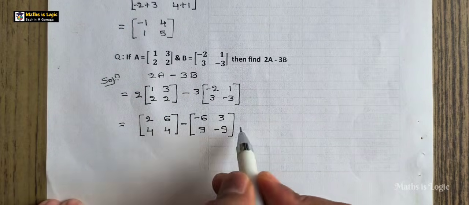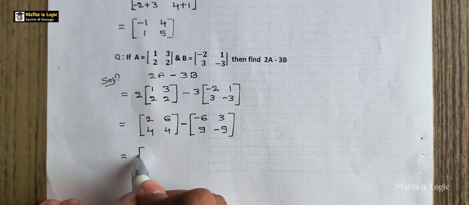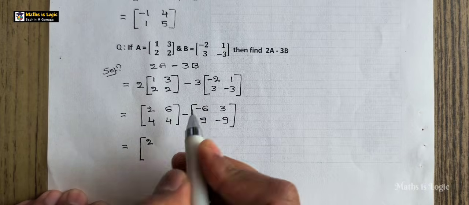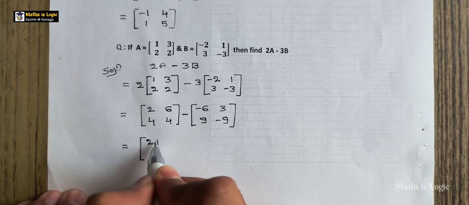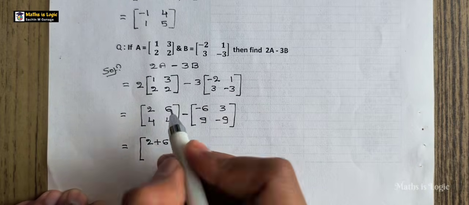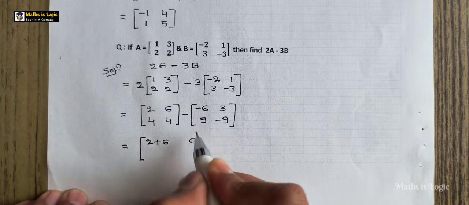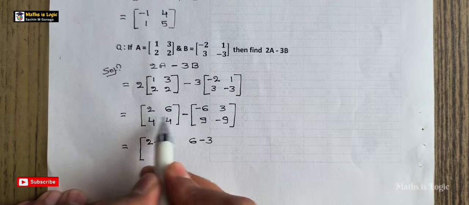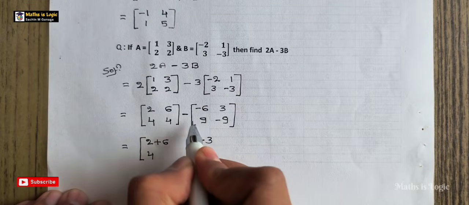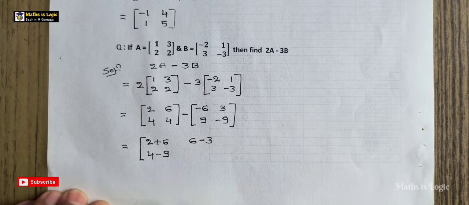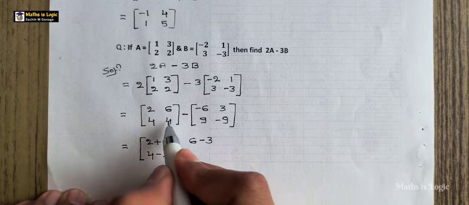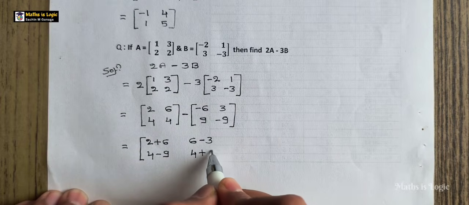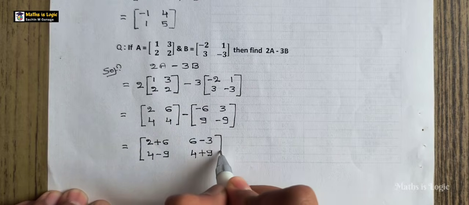Next, subtract corresponding elements. Therefore, first element with first element, 2. Minus into minus is plus 6. Next, second with second, 6. Minus into plus is minus 3. Third with third, 4. Minus into plus is minus 9. Next, fourth with the fourth element, 4. Minus into minus is plus. Next, the last fourth element is 9.